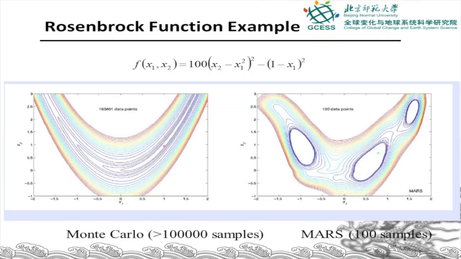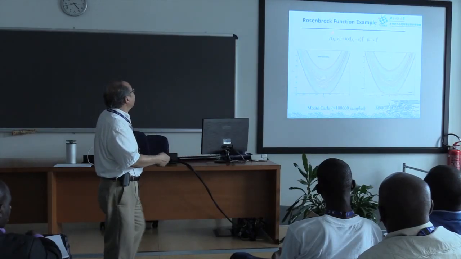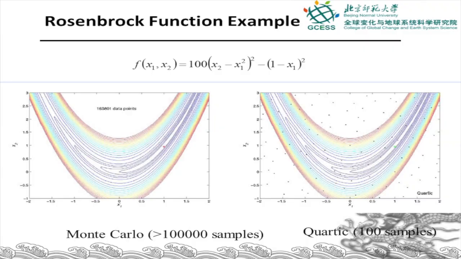This is just an example using Rosenbrock. Suppose you use 10,000 points to create the response surface. You are very happy, because this is a very true description of the Rosenbrock function. But if I use the surrogate model with only 100 samples, you can see this is very, very bad. If I use a different function type with the surrogate model, the quadratic regression, with only 100 sample points, this is a very good representation of the true response surface.